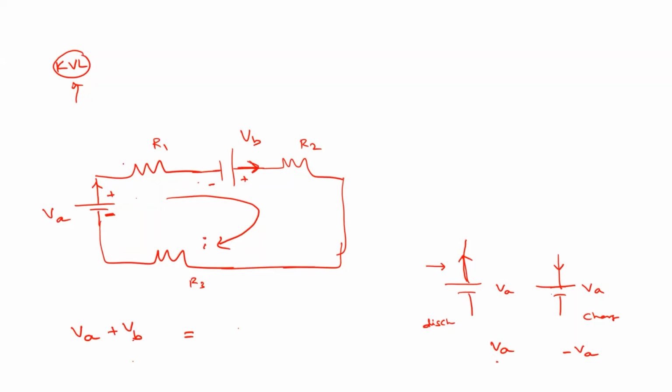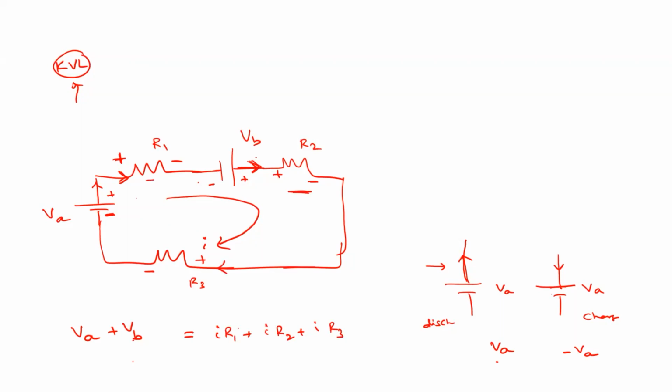So what is the voltage drop? If you assume this is the current flowing, this will be positive and this will be negative, and this will be positive and this will be negative, because the current is flowing like this. What is this drop? I into R1, plus this drop I into R2, plus I into R3. So sources on one side, loads on the other side.